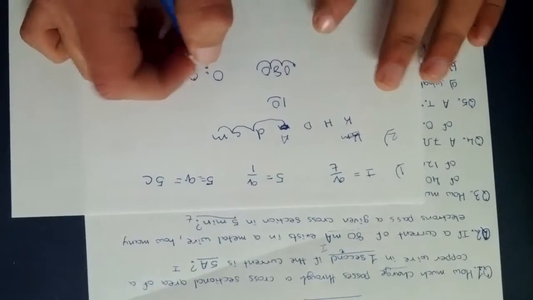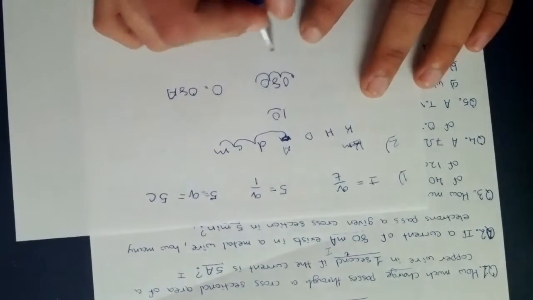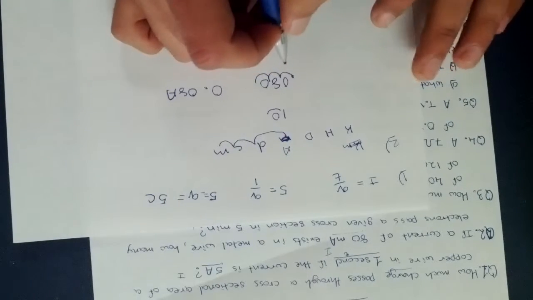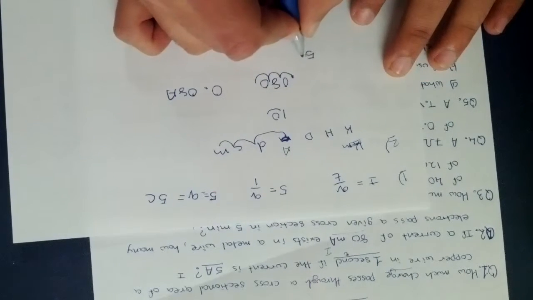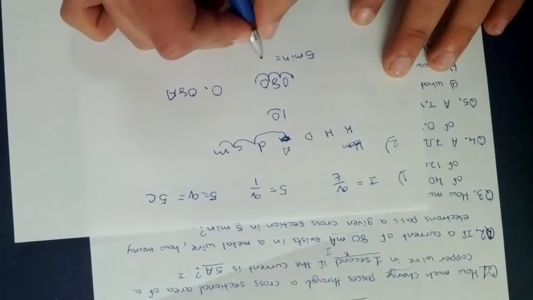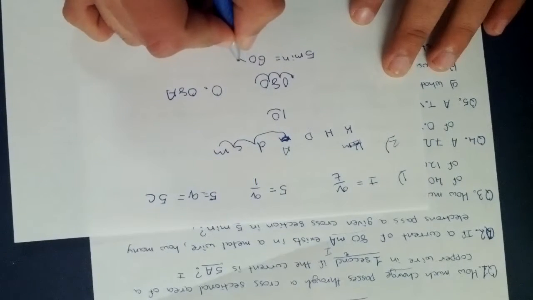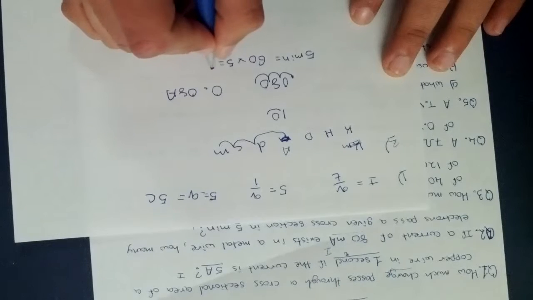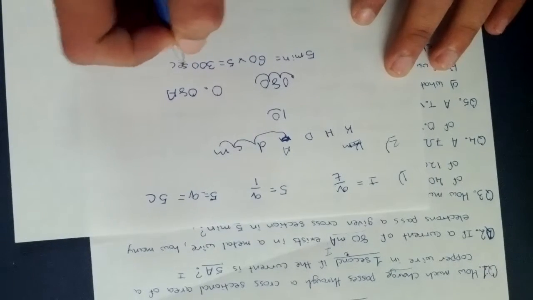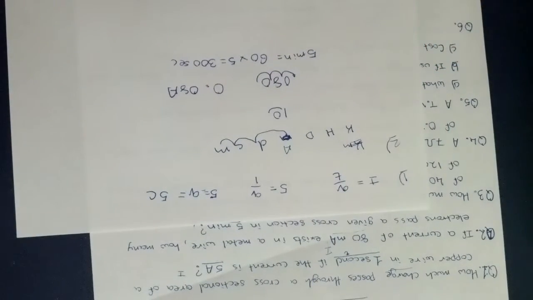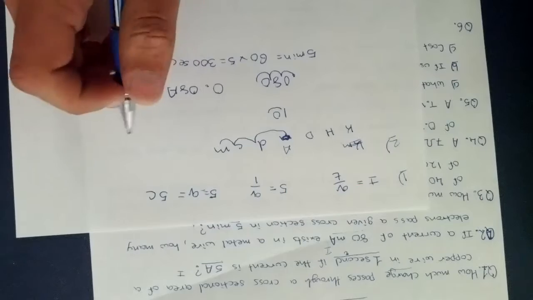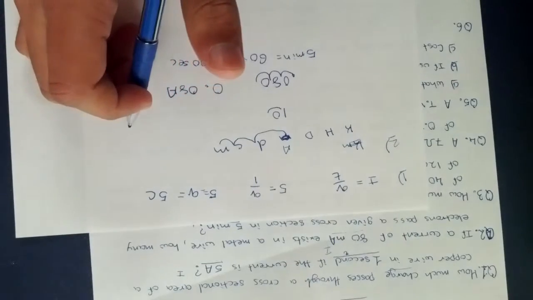And then the second part is 5 minutes. So we have to convert minutes into seconds because time is measured in seconds. So 5 minutes equals, well, 1 minute is 60 seconds, so times 5 equals 300 seconds. Right? So now we need to find how many electrons pass.